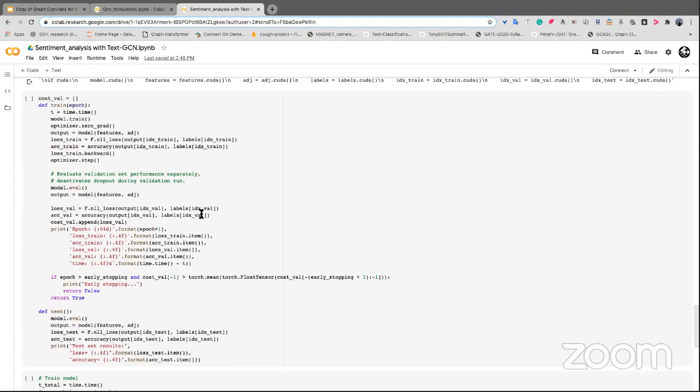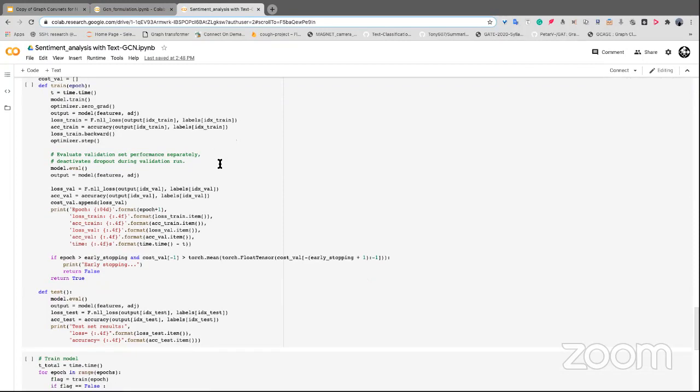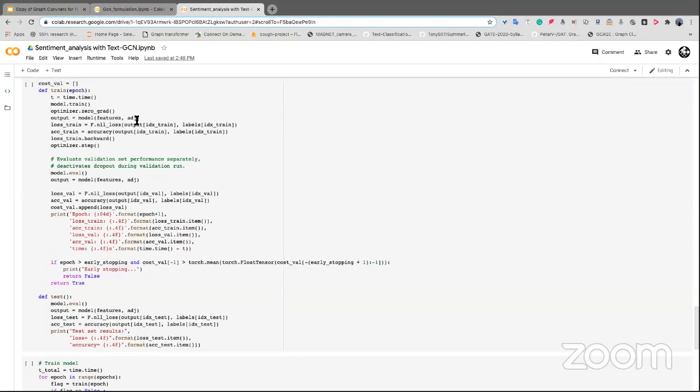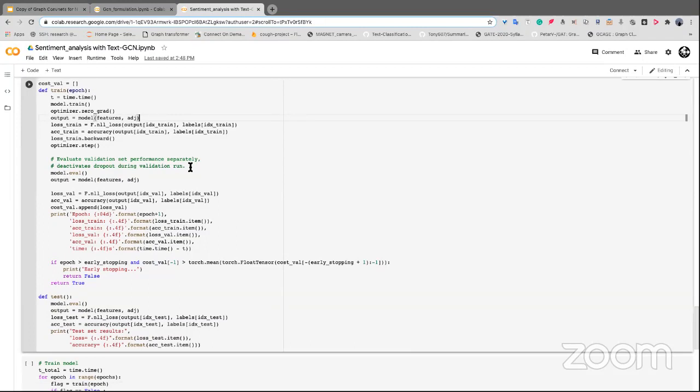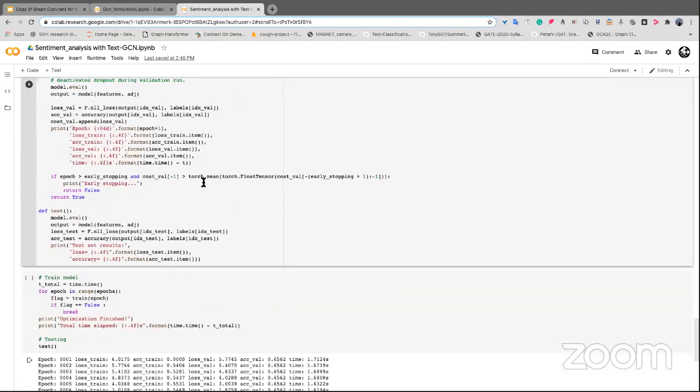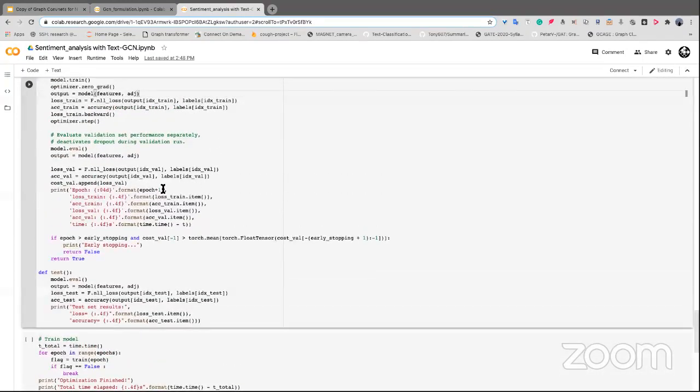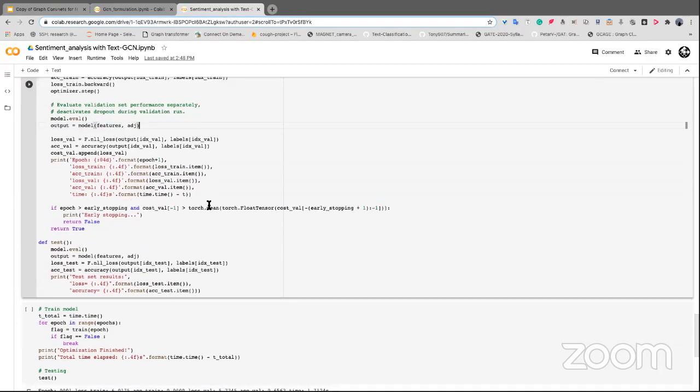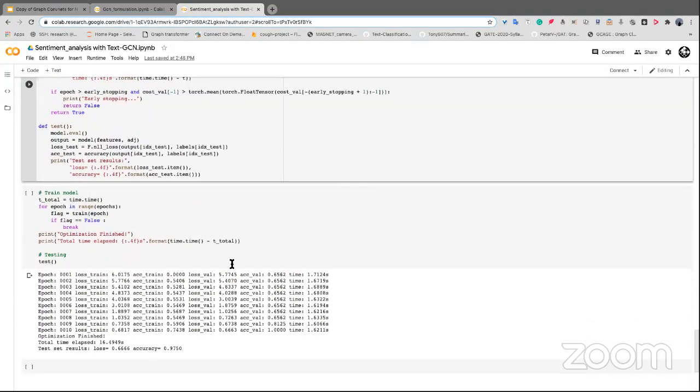And then we start training. As you can see, I'm just taking the train IDs and test IDs and testing on those, but the features and the adjacency matrix are from the whole graph. Every time, even when we are validating, we have to give the features and the adjacency matrix of the whole graph again. And then we start training. As you can see, in just 10 epochs, it's giving 97 accuracy.